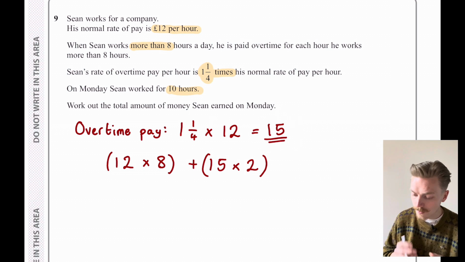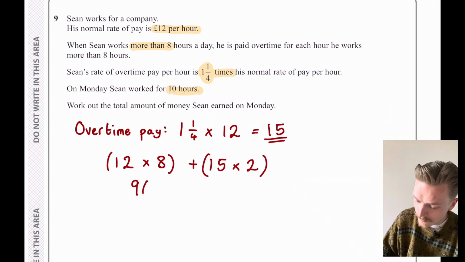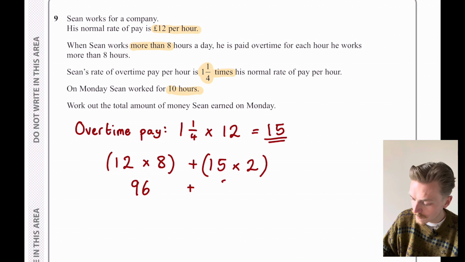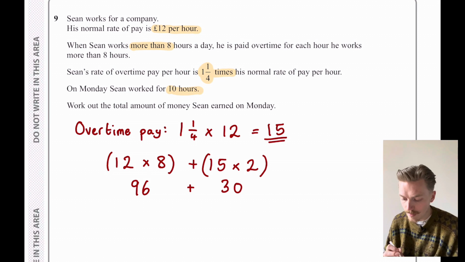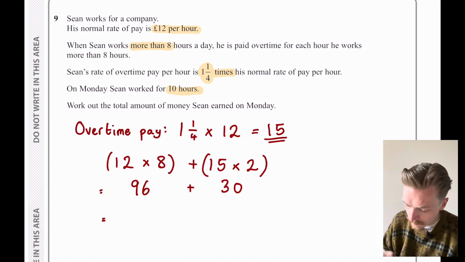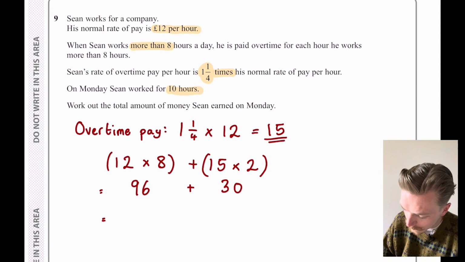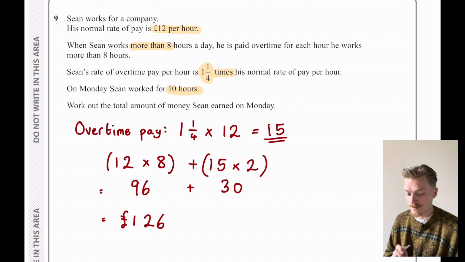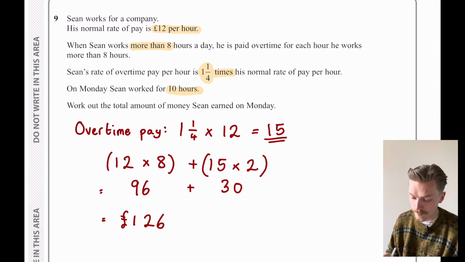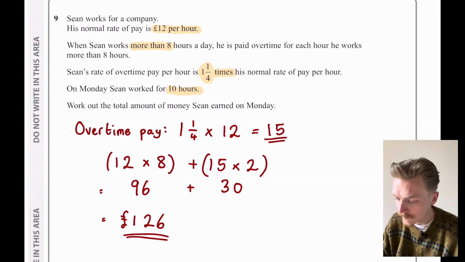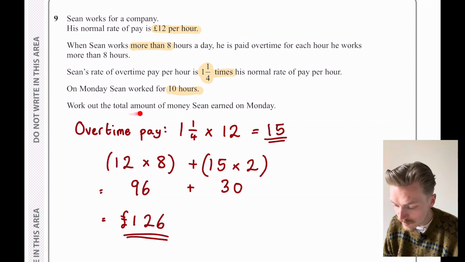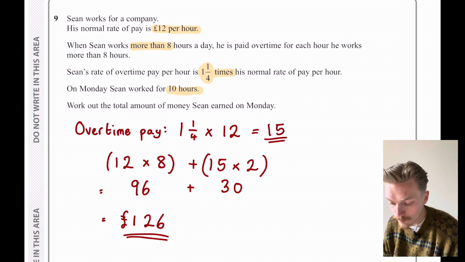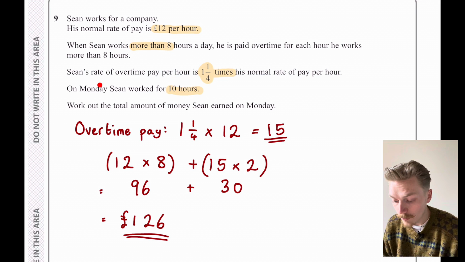So we've got 12 times 8, that's going to be £96, plus 15 times 2, that's £30. So altogether, it looks like Sean is going to get £126. And I've not even looked at what the question wanted, but I suspect it might be this. Let's have a look. Work out the total amount of money Sean earned on Monday. So that is what we're after.